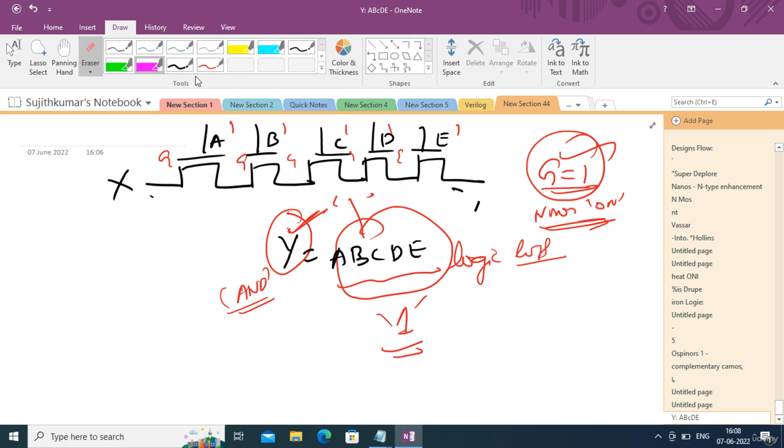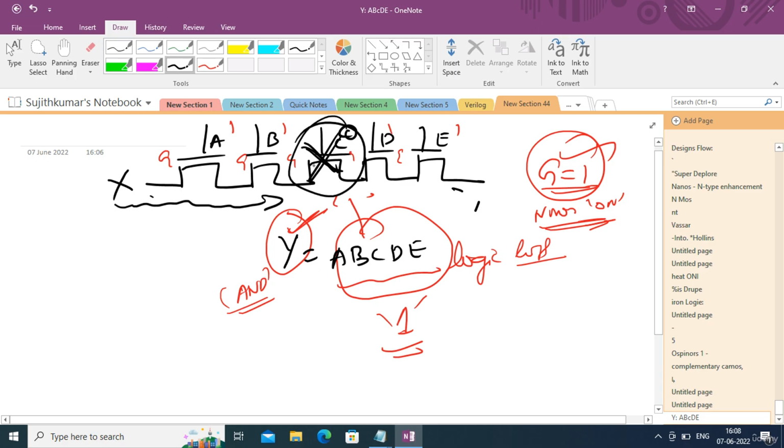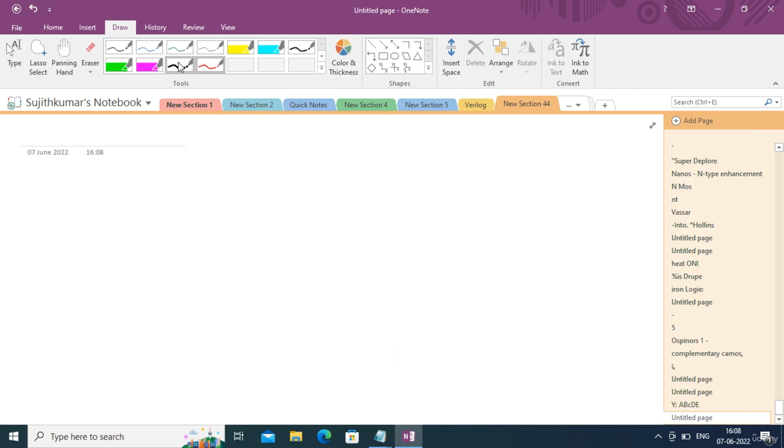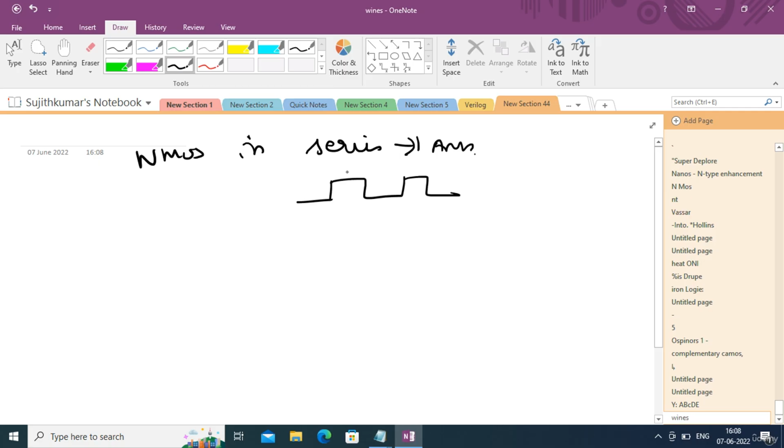Okay, if let's say C is not 1, let us say it is 0, then this transistor will be off. So whatever we are transmitting cannot get passed through this transistor because it is off. So what you will be getting is just 0, nothing else. So that is why it implements the AND operation. That is why I'm saying that when you connect NMOS transistors in series, it forms an AND operation. So NMOS in series makes an AND operation. It is not a gate. It is an operation. That's it.